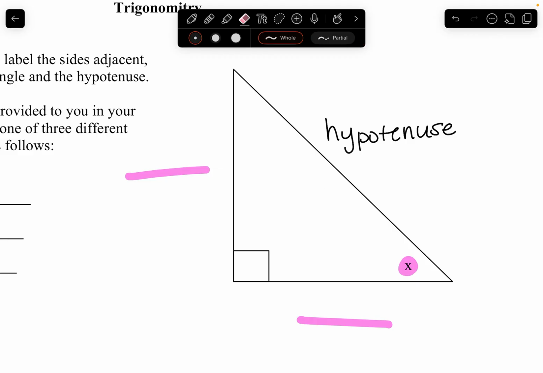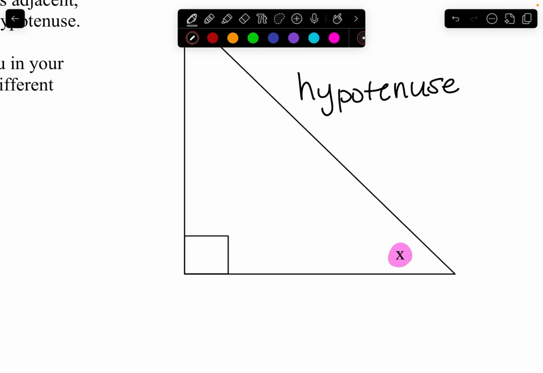Now, we need to label these other 2 missing sides as either opposite of the angle that I have or adjacent. A long time ago, we learned what adjacent means, and adjacent means next to. So the only 2 options that we have for adjacent is this side of our triangle and this side of our triangle. But I already know that that top side is the hypotenuse, so that's not one of my options, okay? So this side down here is my adjacent side. And then the only other side that I have is the side opposite of angle X, and that's going to be this side over here, and we're going to call that opposite.